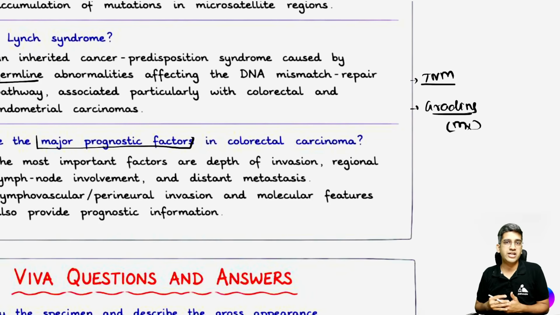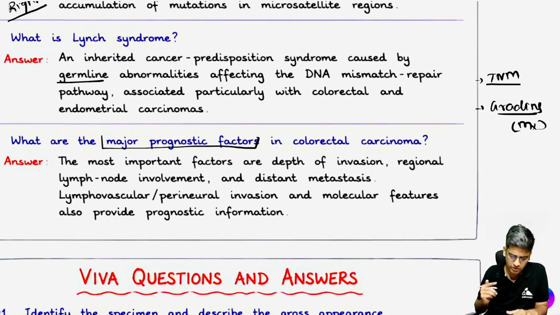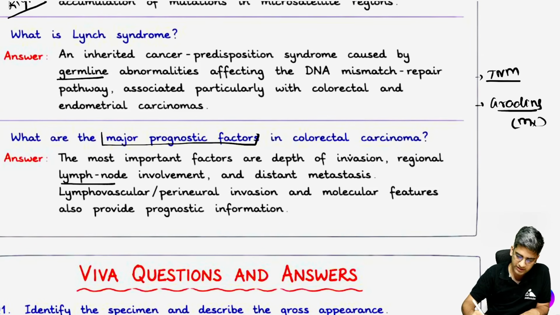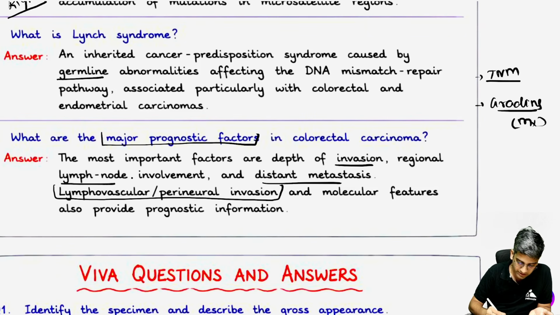A well-differentiated adenocarcinoma is definitely good for me compared to a poorly differentiated adenocarcinoma. Without fail, right? By default, these are important things for me: lymph node involvement, invasion, and distant metastasis. That's my TNM. At the same time, lymphovascular perineal invasion, right?